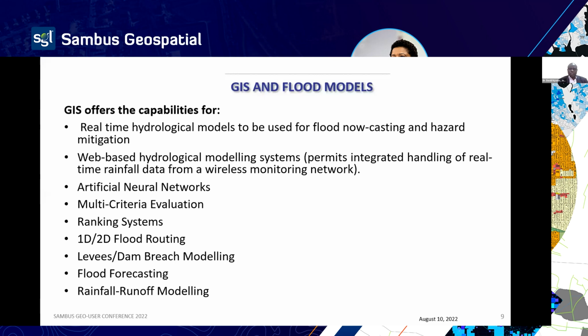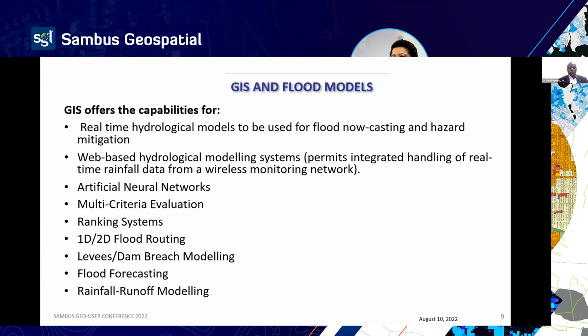Then the web-based hydrological modeling system permits integrated handling of real-time rainfall data from a wireless monitoring network. Then GIS also offers the capability for artificial neural networks for prediction or multi-criteria evaluation to show where and what will happen, or using a ranking system to develop a procedure for flood vulnerability, particularly as regards the proximity of people, facilities, or what we will call elements at risk to flooding. And then it also enables one-dimensional or two-dimensional flood routing.